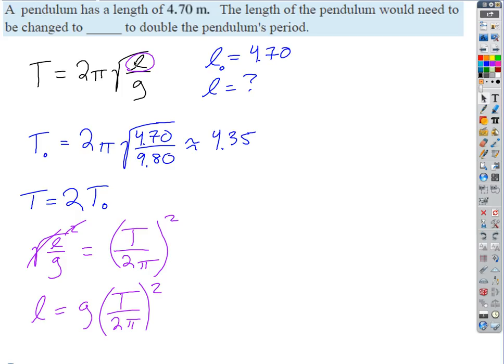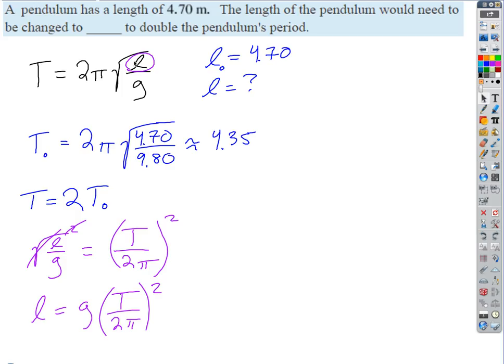That T is changing because the L is being square rooted. T is changing as the square root of whatever's happening to L, because L is inside the radical, right? So if I'm doubling the period, then that actually corresponds to quadrupling the length because it's inside the radical. Does everybody see that? You don't have to do it that way, but that could save you a lot of hassle, couldn't it? Because then all I've got to do is say 4.70 times 4. Well, that's our answer.